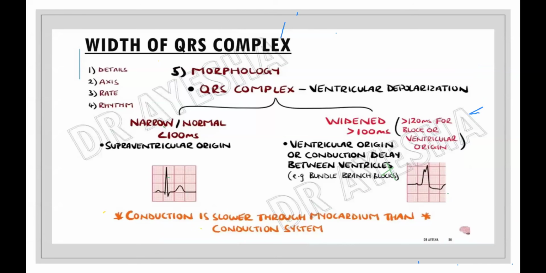Okay. So this is related to the waves. We will discuss the intervals later. So basically we will cover 3 waves. First we saw the P wave, and now we talk about the QRS complex.